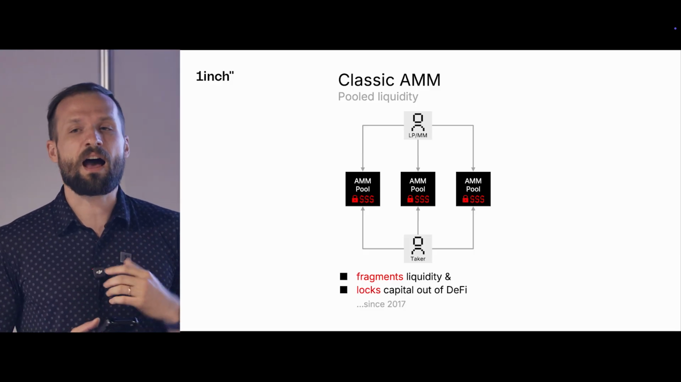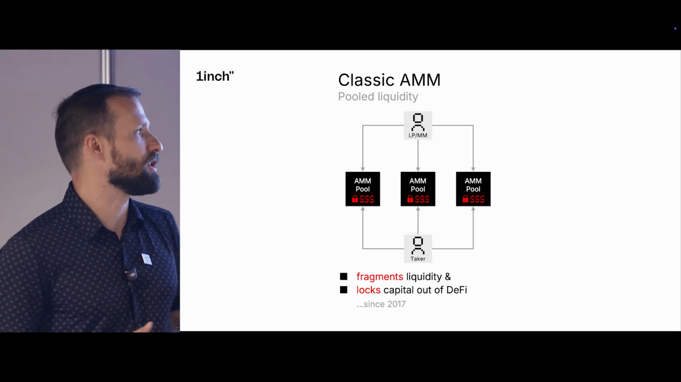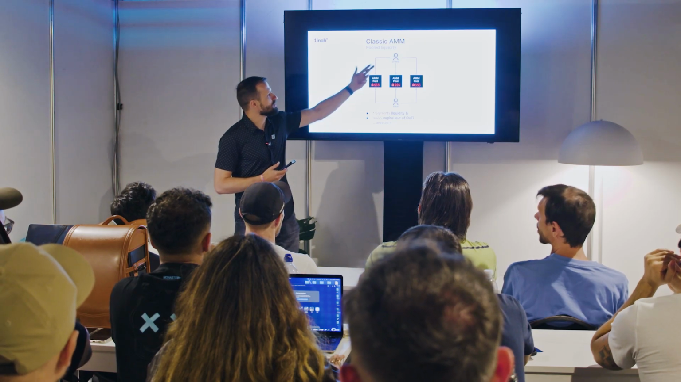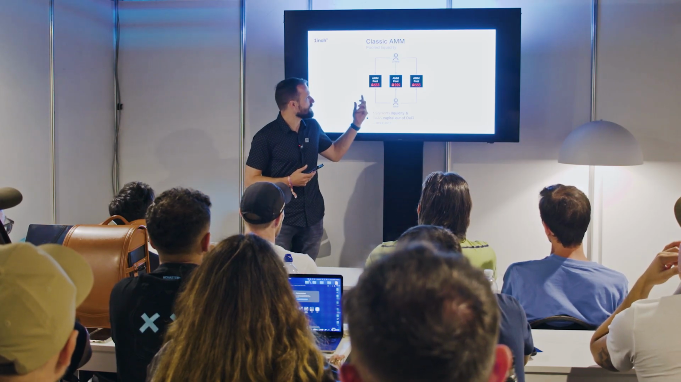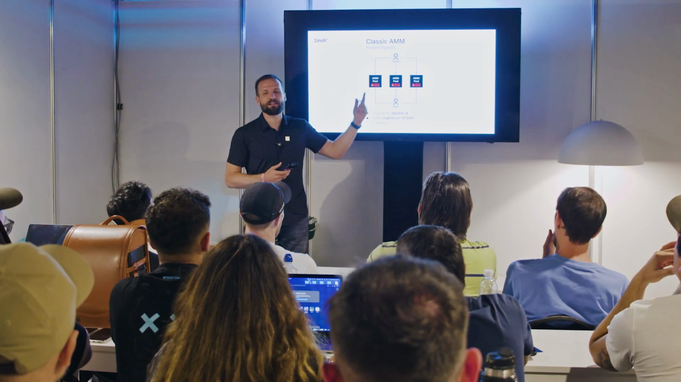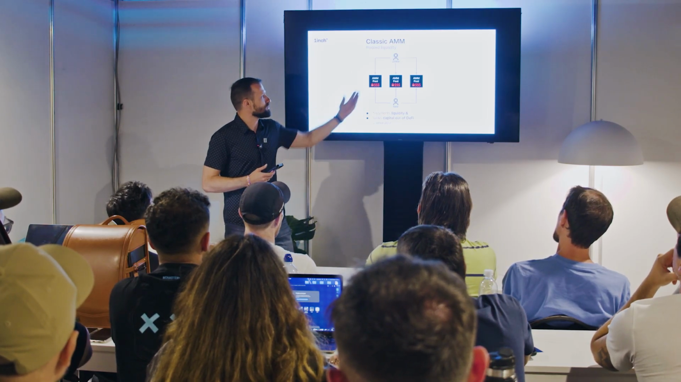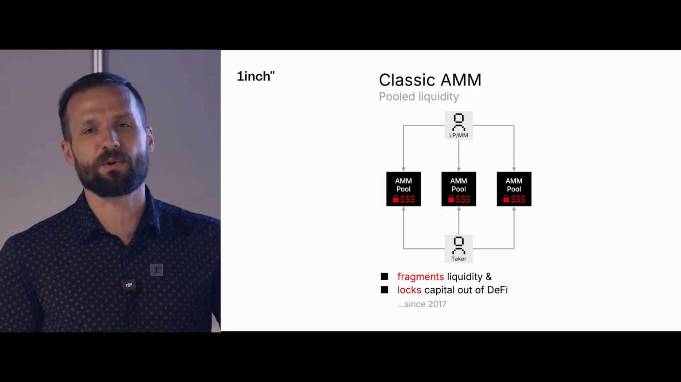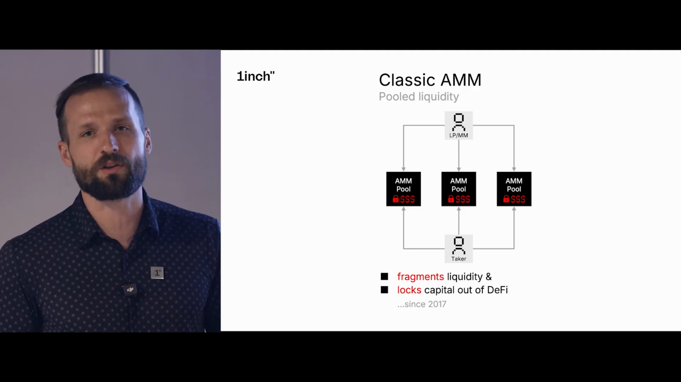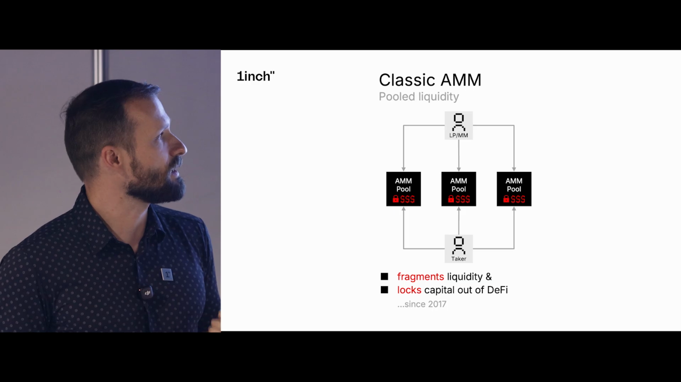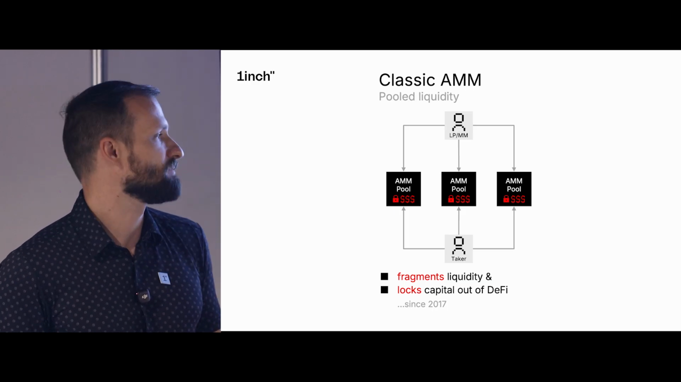So what other inefficiencies could we spot here? For a liquidity provider, whenever they're trying to provide liquidity to different pairs, they should split their USDC, or the most liquid assets, among opportunities. And this is actually liquidity fragmentation.